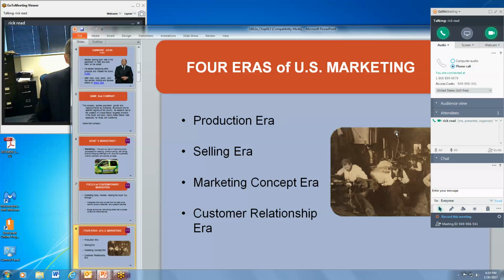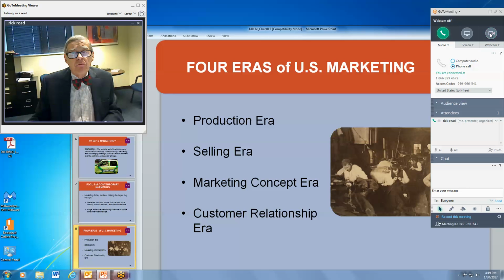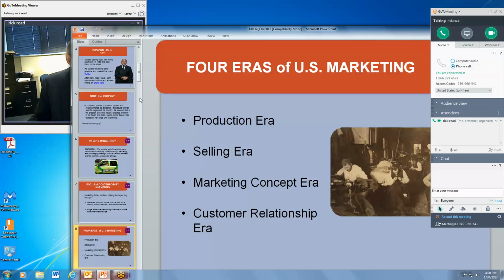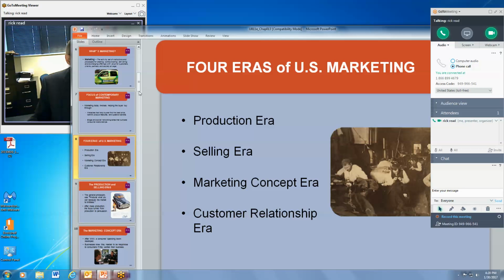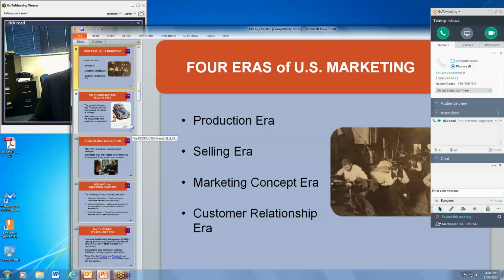Now we're going to go through the 4 eras of marketing, and we see them here in your text. They start on page 363. Production era, the selling era, the marketing concept era, and then the customer relationship era. So we're going to look at these just a little bit, get some kind of background on them so we understand them and can perhaps relate to them.